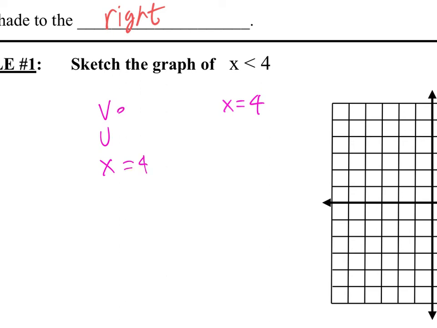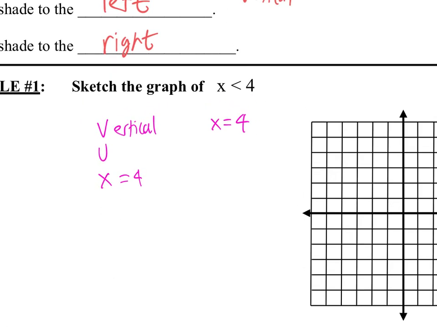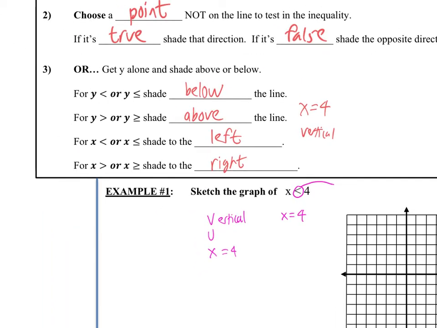So it's going to be a vertical line through x equals 4. Let's take a look at this now. So if you look above here, we're doing x is less than. Is it solid or a dashed line, first of all? It's not equal to, so it's going to be a dashed line. And is it shaded to the left or to the right if it's x is less than? It's going to be shaded to the left.